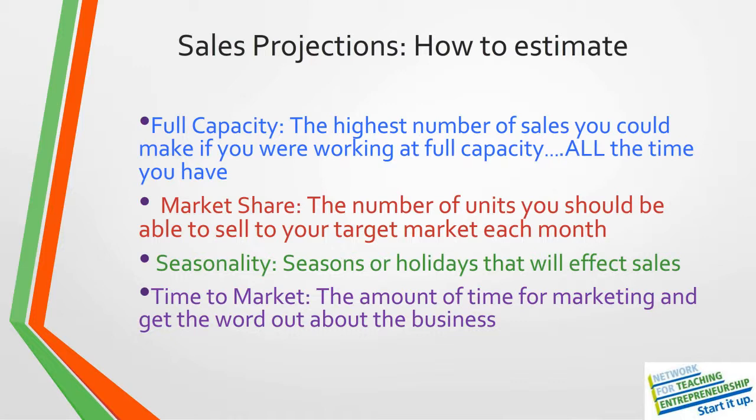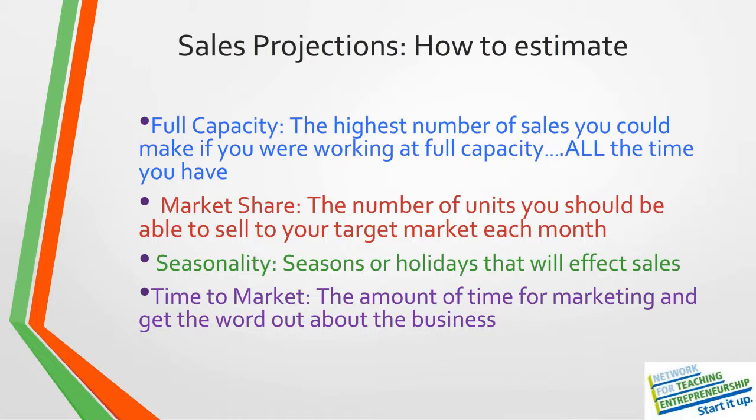Full capacity. This is the total number of units a business would produce if it ran all the time. You can calculate full capacity per month by using the following 3 steps. First, find the maximum number of hours worked per week. Second, find the maximum units produced per hour. Third, multiply the maximum number of hours and the maximum number of units from steps 1 and 2 by 4 weeks a month to get the total number of full capacity sales.